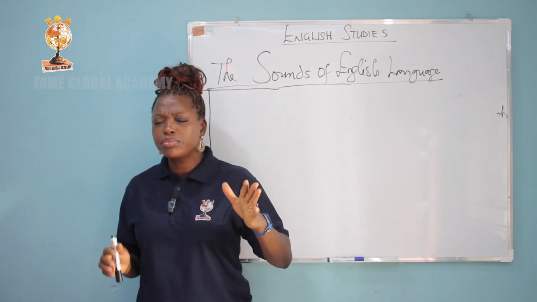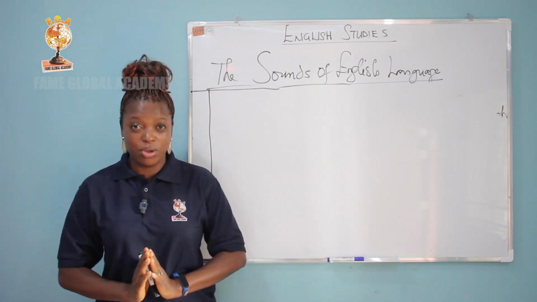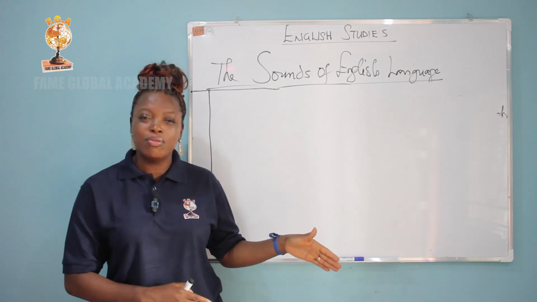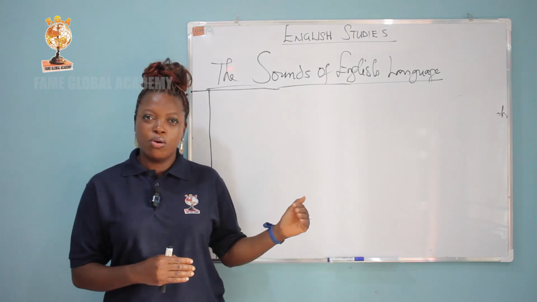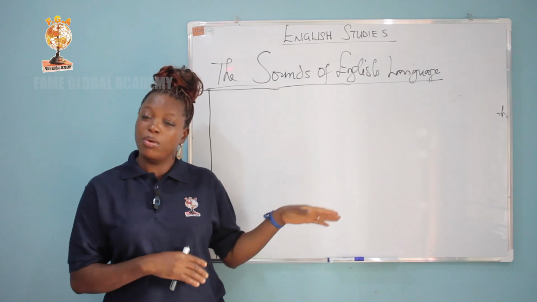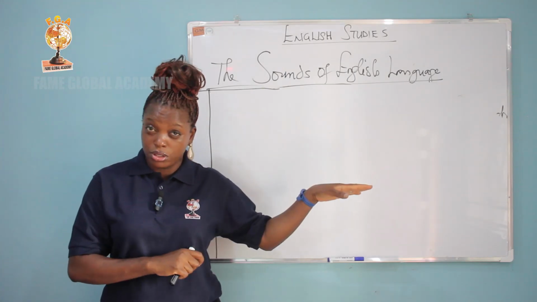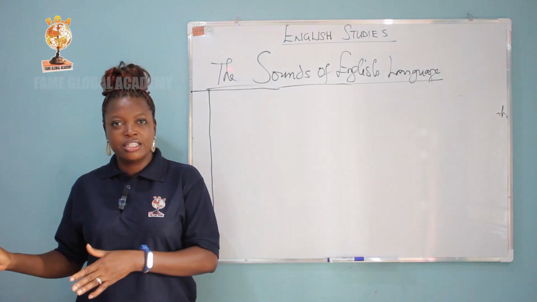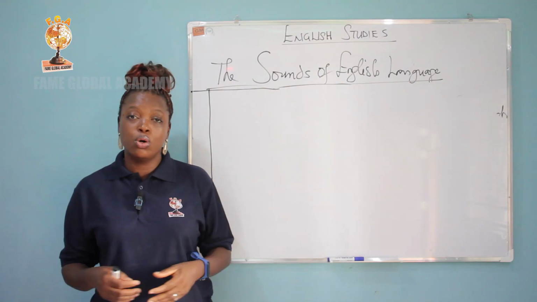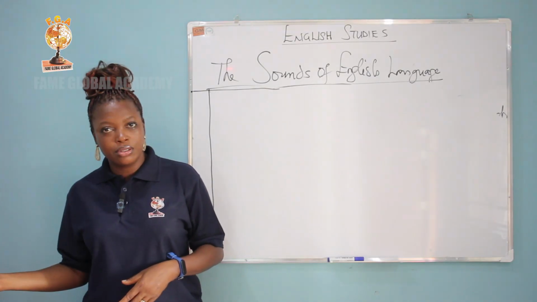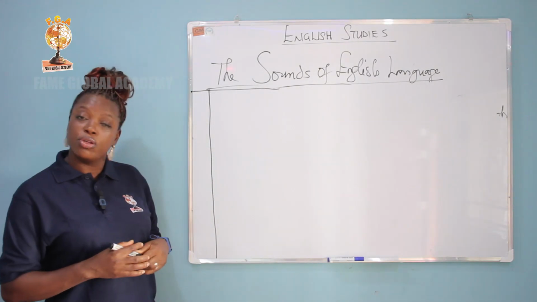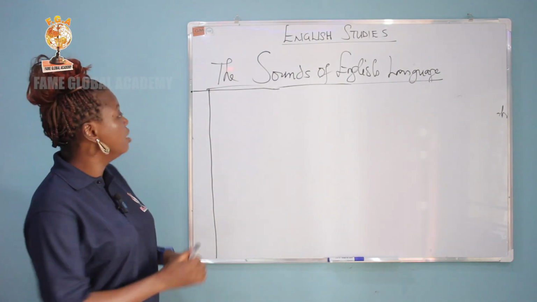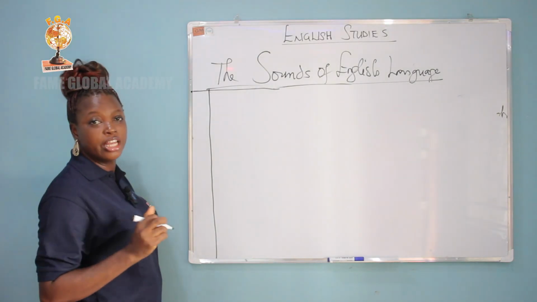So if I start, I'm going to list them from monophones down to diphthongs. We have 20 vowels, made up of 12 pure vowels, otherwise known as monophones, and then 8 diphthongs, which some people like to call impure vowels. Beginning from the monophones, we are starting with the short E sound.